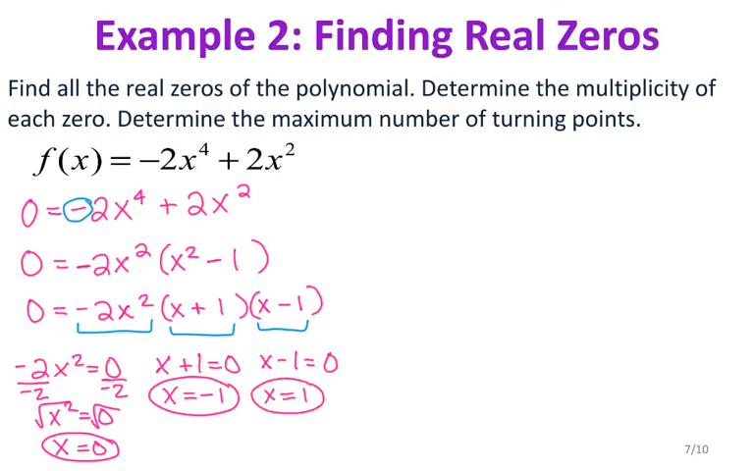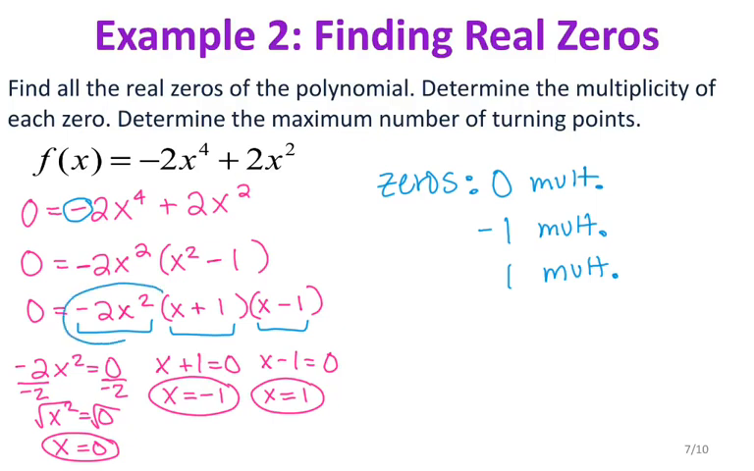Once you have your zeros listed, you can go ahead and find the multiplicity. So your multiplicity comes from the factor that the 0 came from. So I'm going to go ahead and start by listing out my zeros. So I had a 0 at 0, and then I'm going to state the multiplicity. I had 1 at negative 1. I'm going to state the multiplicity, and then I had 1 at positive 1, and I'm going to state the multiplicity.